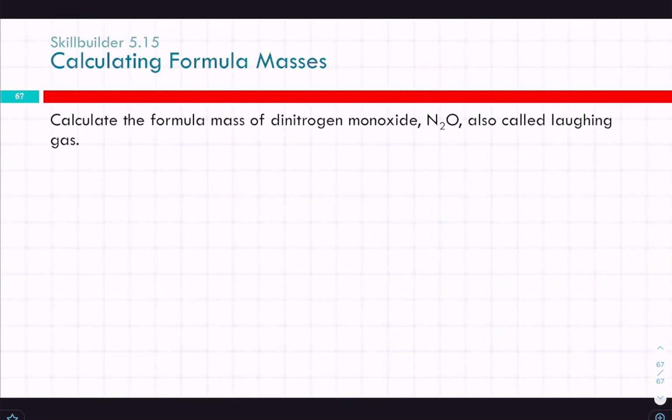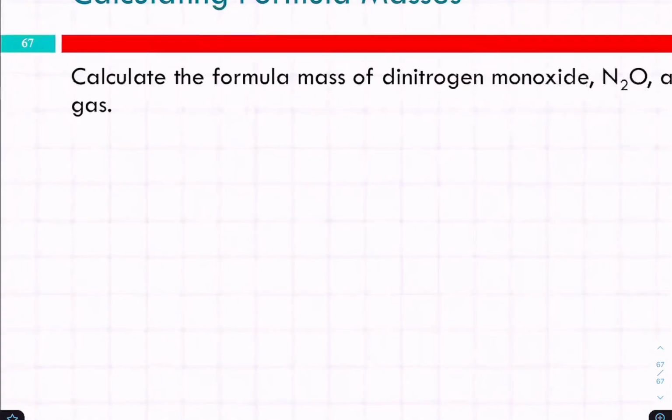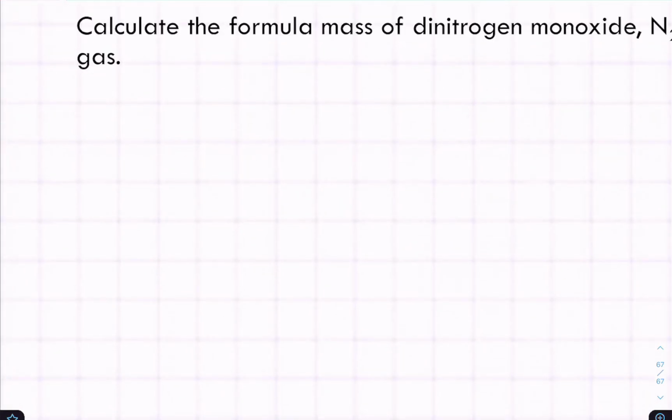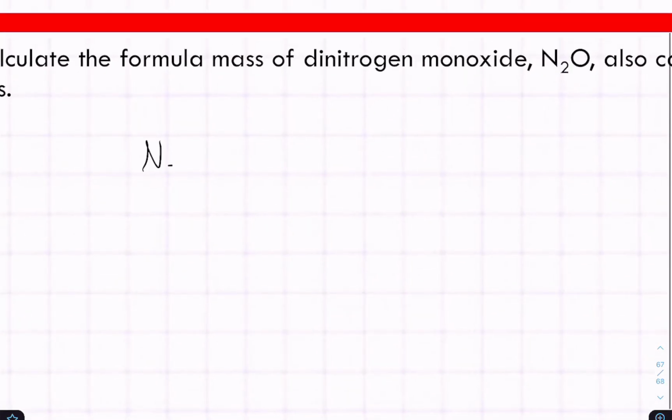All right, so if we want to calculate the formula mass for dinitrogen monoxide, which is also laughing gas, the common name is nitrous. No, that's what you put in cars. So dinitrogen monoxide, laughing gas. So we have N2O.